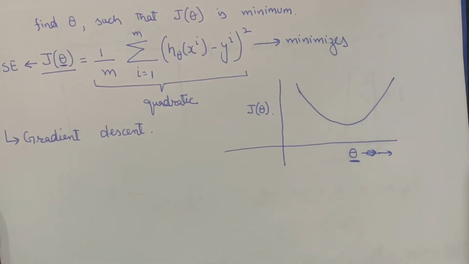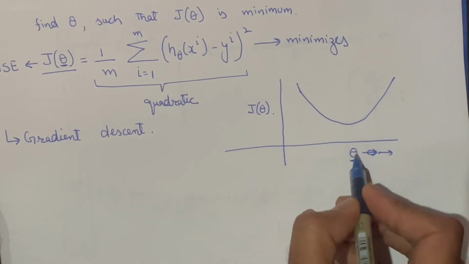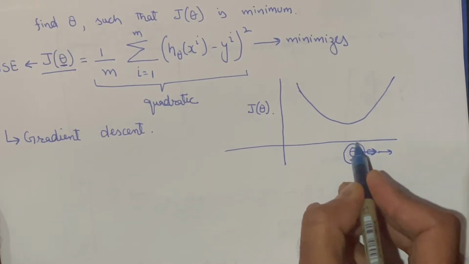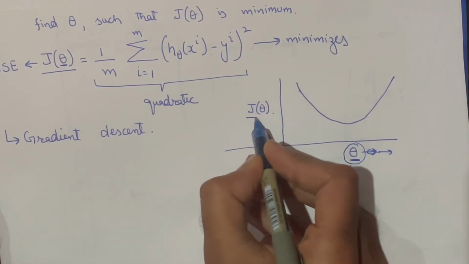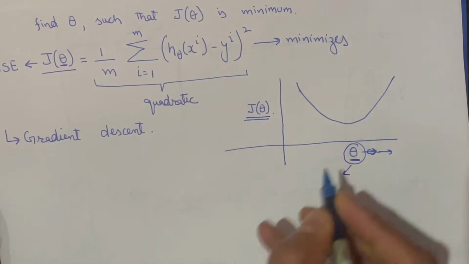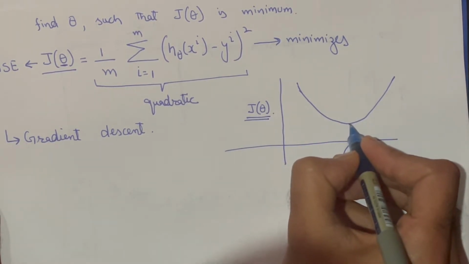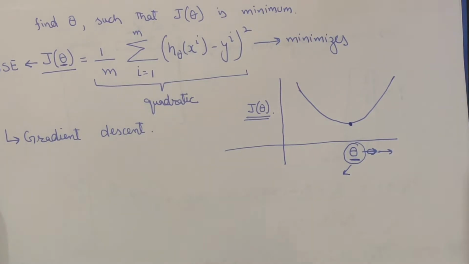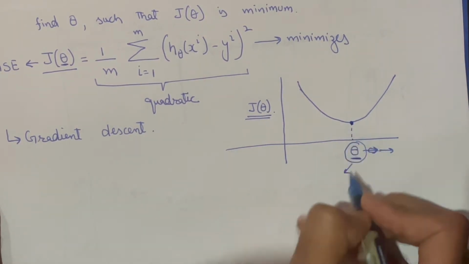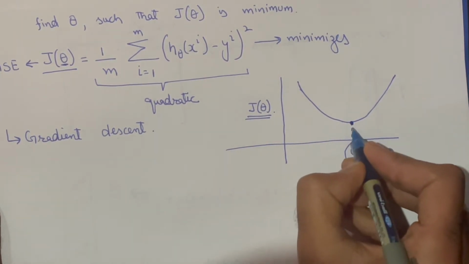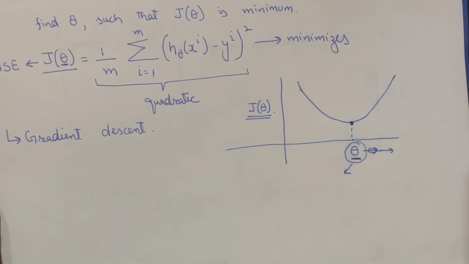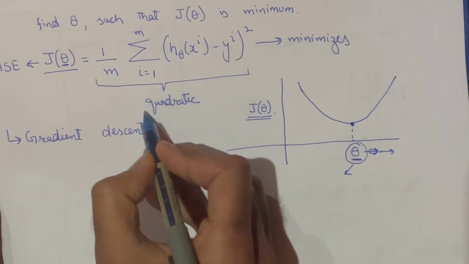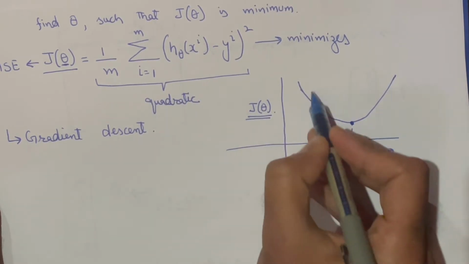Okay. So now we have to find the value of theta where this particular quantity is minimum. As you can see, this quantity is minimum at this particular point. The theta at this point will be our optimal theta, and we already know that since this is a quadratic function, its graph will be like this.